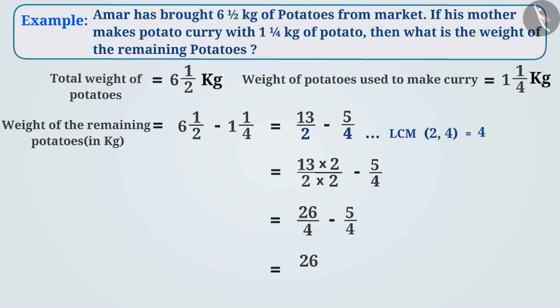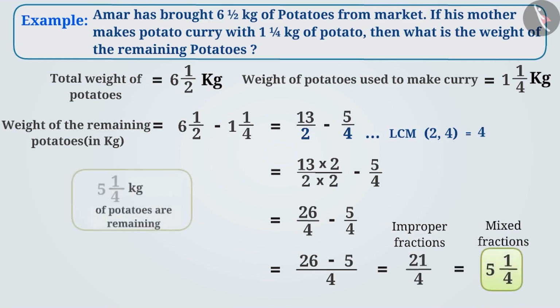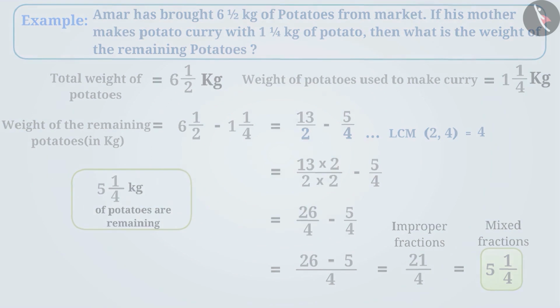Now, we can subtract the numerator 5 from the numerator 26 and keep the denominator as it is, giving a value of 21 by 4. The mixed fraction of this improper fraction is 5 and 1/4. Thus, we can say that the weight of potatoes remaining is 5 and a quarter kg.